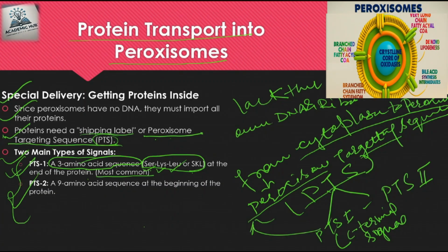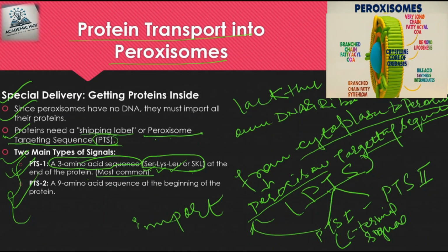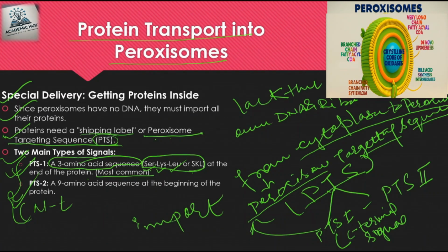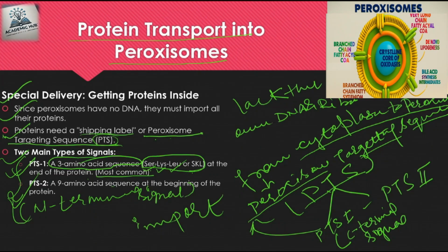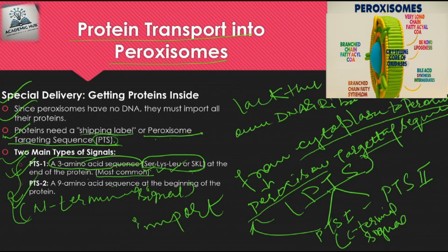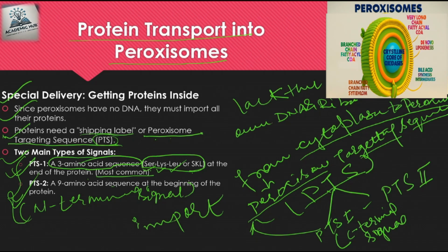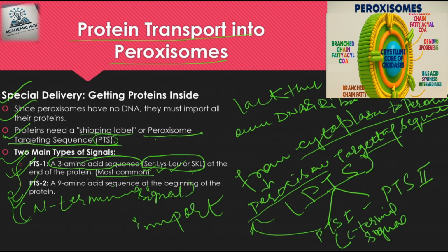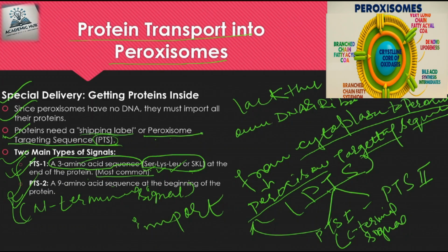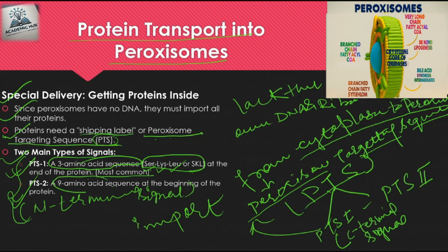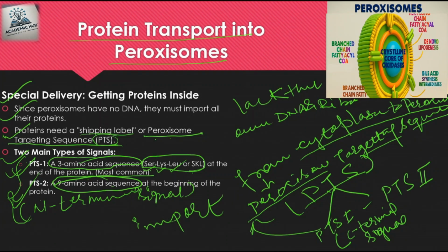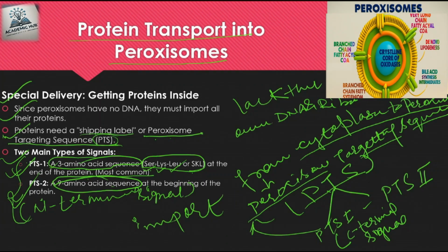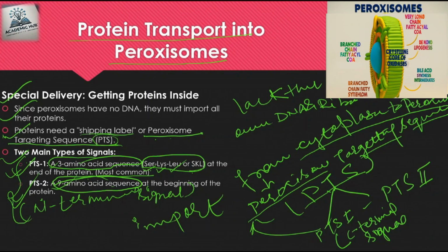Second is the PTS2. Terminal signal location: it is at the N-terminal end of the protein. The structure is a longer and more complex sequence, typically consisting of 9 amino acids. This is the basic difference between the PTS1 and PTS2. There is a 3 amino acid sequence and there is a 9 amino acid sequence.